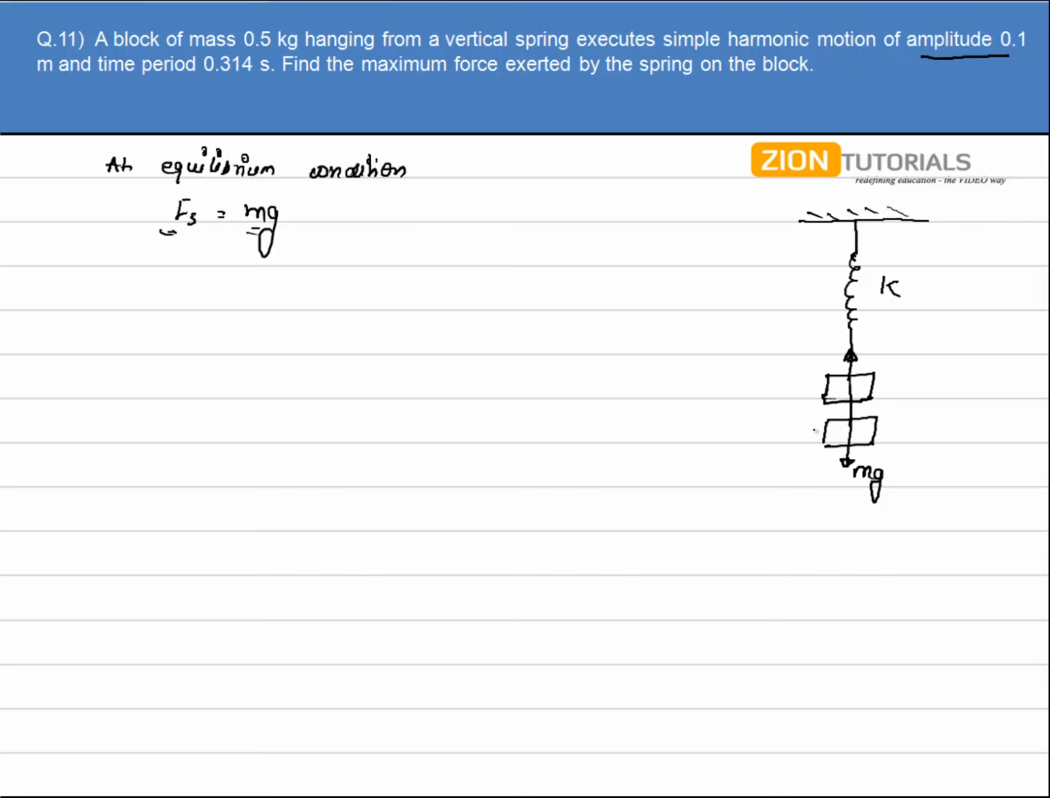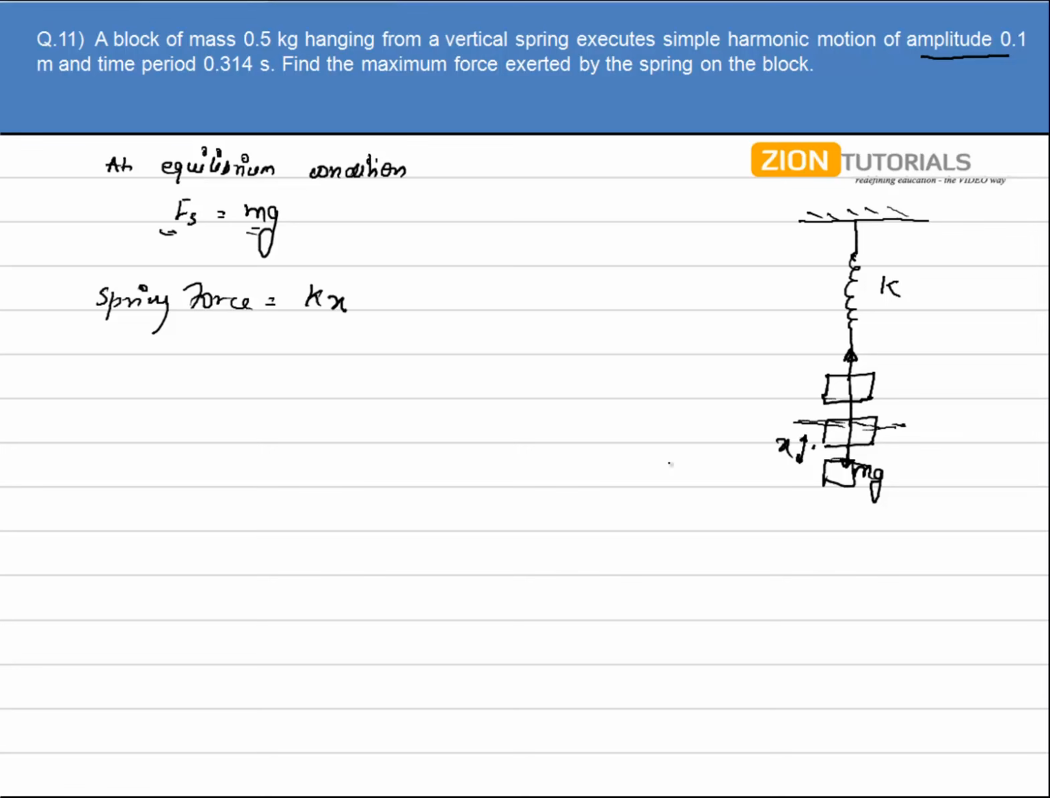Now if I stretch the block further down by a distance of 0.1 meter so as to perform simple harmonic motion, an extra spring force will develop, and that spring force will be equal to kx, with respect to the mean position. This distance is x, and this is the extra spring force that is developed.